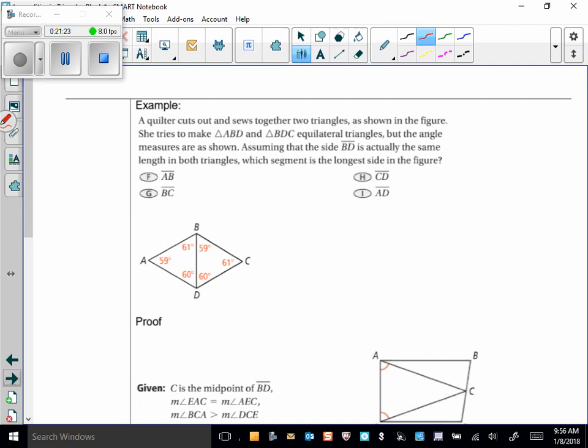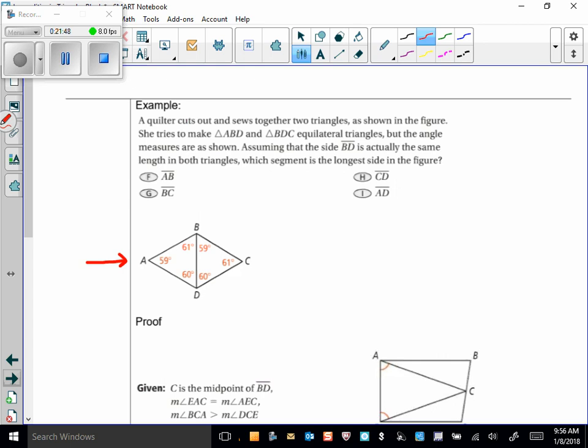Okay, here's another one. Good problem. A quilter cuts out and sews together two triangles, like we see right here. She tries to make triangle ABD and BDC equilateral, but you know, she's only human, so it didn't come out perfectly. The angle measures are shown. Assuming that side BD is actually the same in both triangles, which segment is the longest side in the figure?